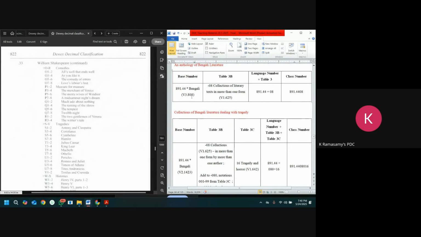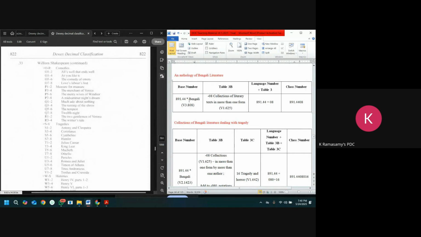What is the base number for Bengali? 891.44. The star symbol will be there. It means that any number from table 3A or 3B can be added to this Bengali number. Now, what is the number for collections? Since it is Bengali literature, not limited to one author, I should look at table 3B. In table 3B, what is the number for collection? 08. The number for collection is 08. So I just add these two: 891.44 plus 08 stands for a collection of Bengali literature.